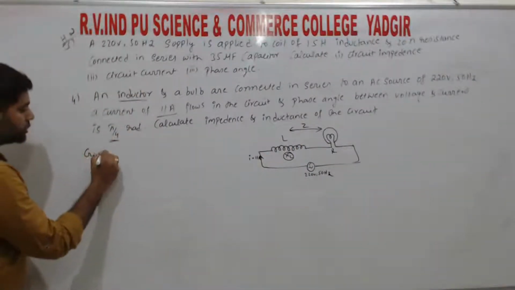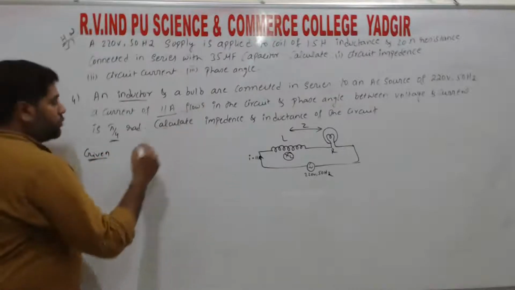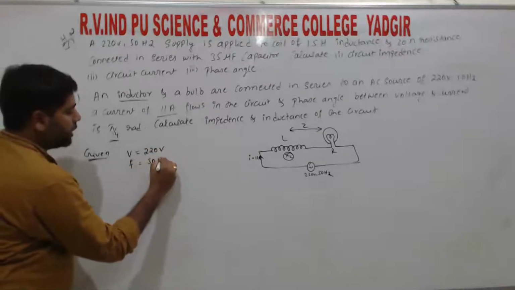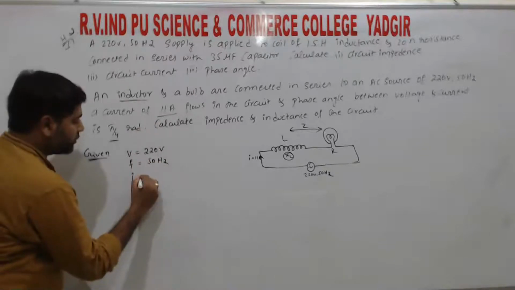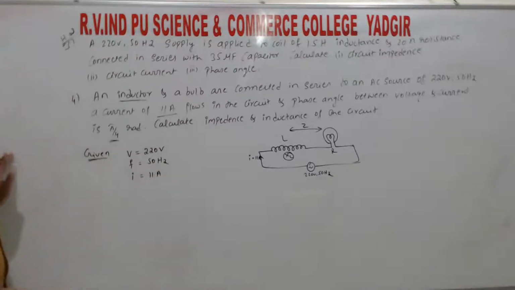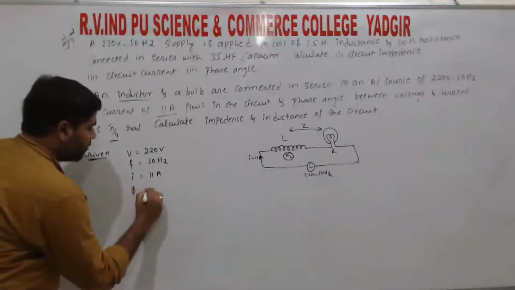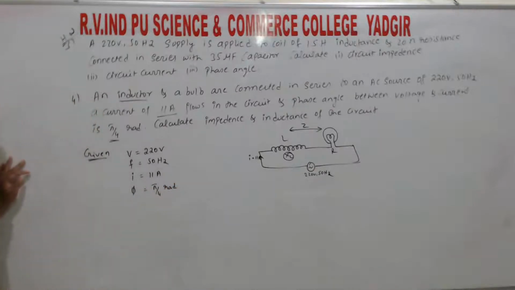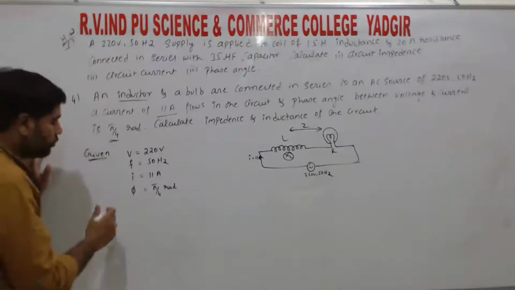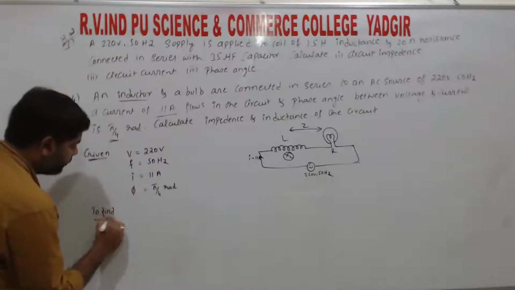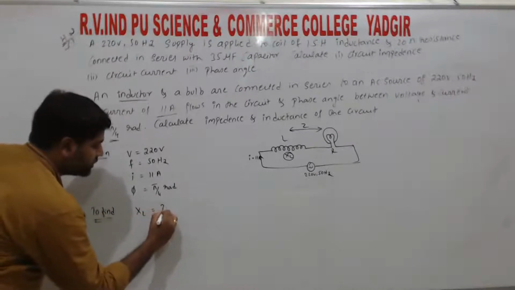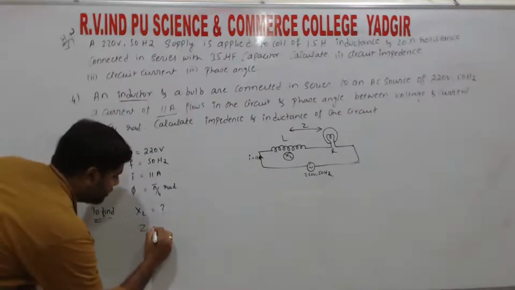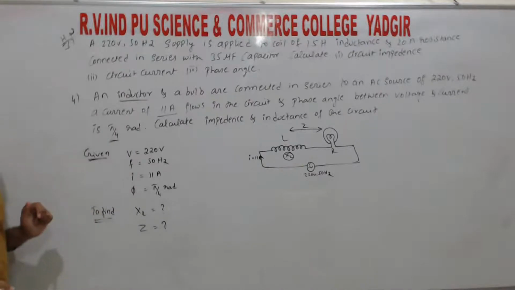So first we will write the given. AC source V is 220 volts, frequency f is 50 hertz, right? And the current flowing in the circuit, I, is 11 amperes. Also the phase angle they gave, pi by 4 in radians. If we convert that into degrees, that is 45 degrees, right? What we need to find is XL, the inductive reactance, and the impedance Z.